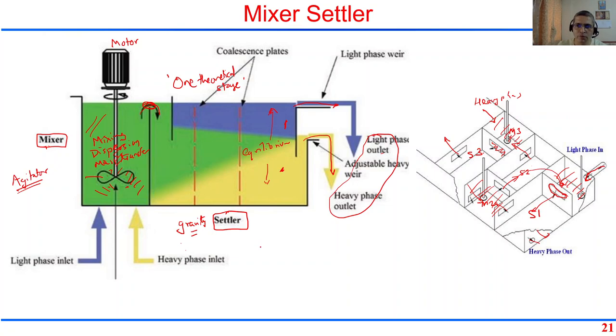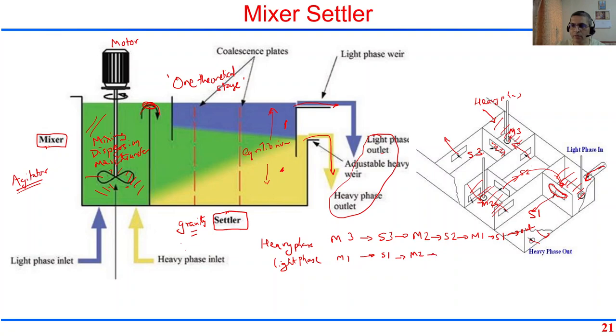So if you think about the heavy phase profile, it enters into M3. Then it goes into S3, then it goes into mixer 2, then it goes into settler 2, then it goes into mixer 1, then it goes into settler 1, and then it goes out. If you look at the light phase, it enters mixer 1, then it goes to settler 1, then it goes to mixer 2, then it goes to settler 2, then it goes to mixer 3, then it goes to settler 3, and then it goes out.